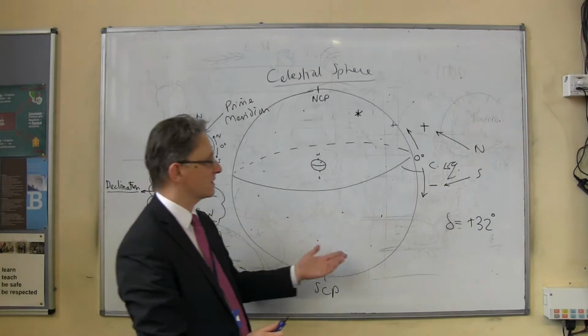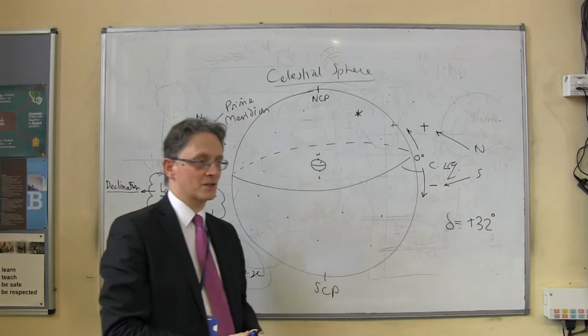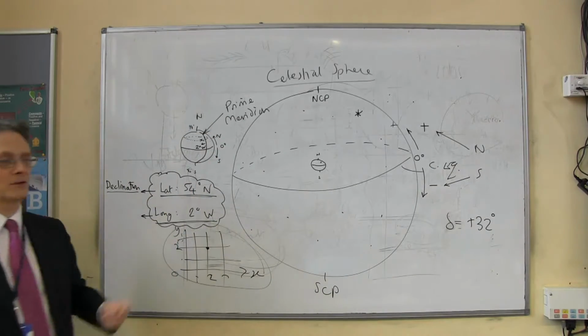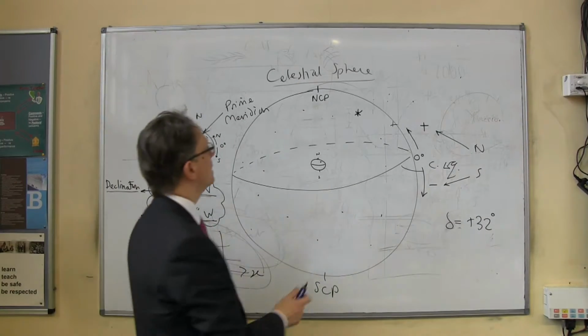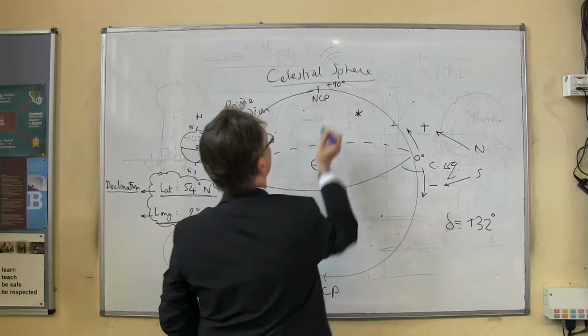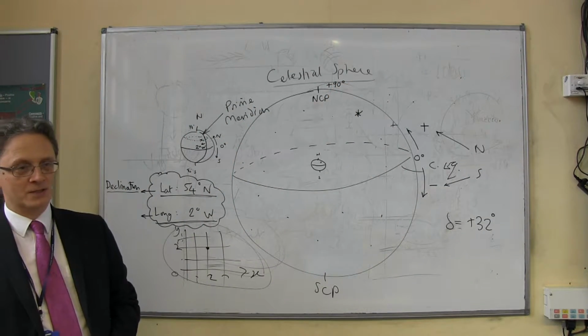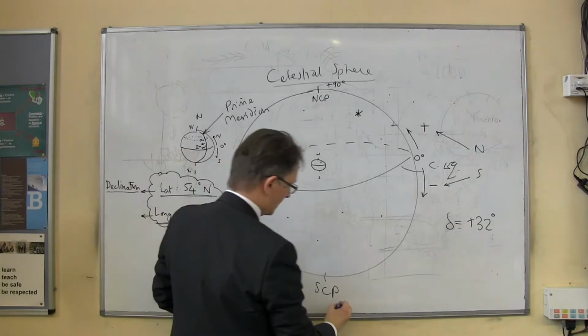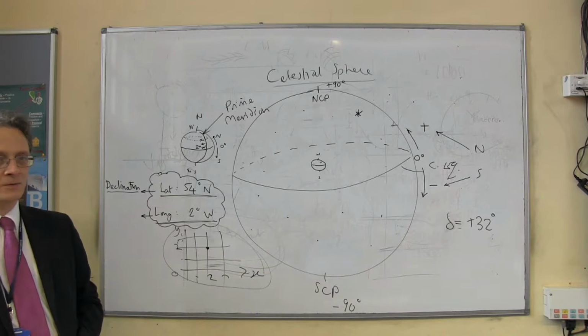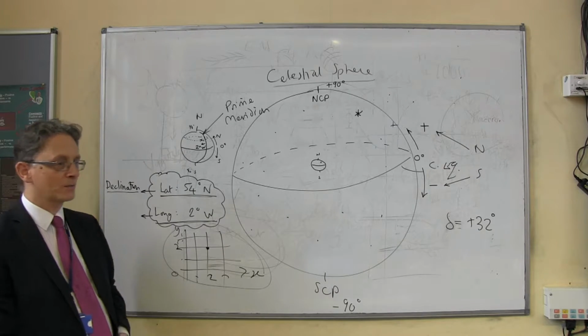If it was minus 32, you'd be 32 degrees below the celestial equator. All right? So plus and minus does the job of north and south on the Earth. Okay? Biggest declination you can have is obviously plus 90 when you get to the North Celestial Pole. And the lowest declination obviously is minus 90 when you get to the South Celestial Pole. Okay?